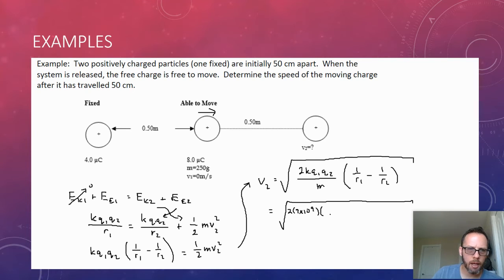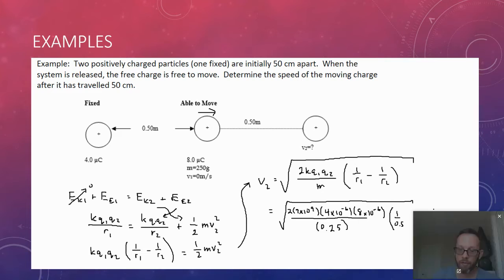Q1 is 4 microcoulombs. So micro, 10 to the minus 6, and then 8 times 10 to the minus 6. We're dealing with energy here, so the signs matter, but they're both positive charges. Mass, 250 grams, so 0.25. And then R1 was 0.5 meters. R2, the distance they are apart, remember, that'd be 0.5 plus 0.5, so they're 1 meter apart in the end.